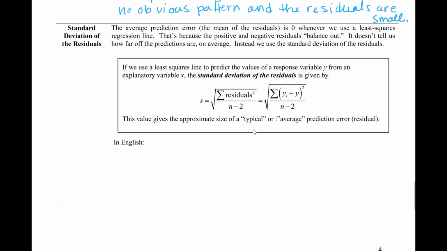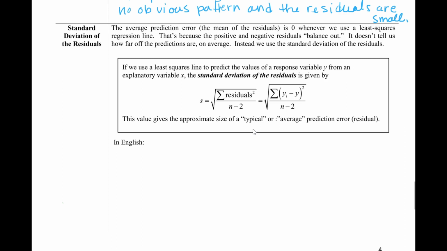So it doesn't quite work if we just add up all the residuals, because from a least squares regression, our residuals should always add up to 0. So that doesn't really tell me the average distance, whereas standard deviation does. So it gives you the typical or the average residual. So that's kind of it in English.